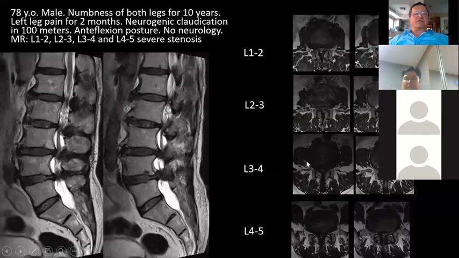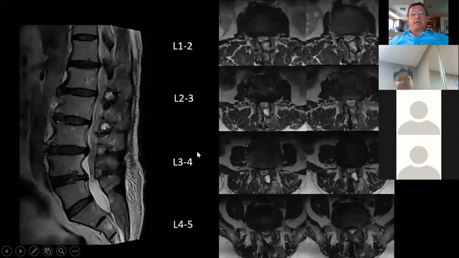This is one case with a 78 years old male. He was also in anti-flexion posture and had neurogenic claudication. It was L1-2, 2-3, 3-4, and 4-5. Very severe narrowing. And these are the post-operative films. There's some fluid here on one side.